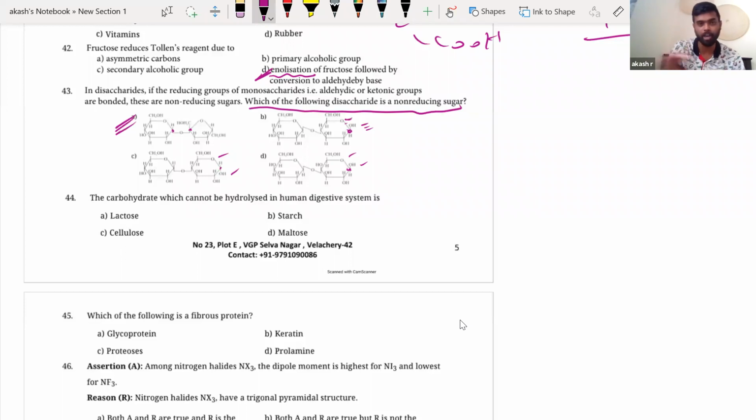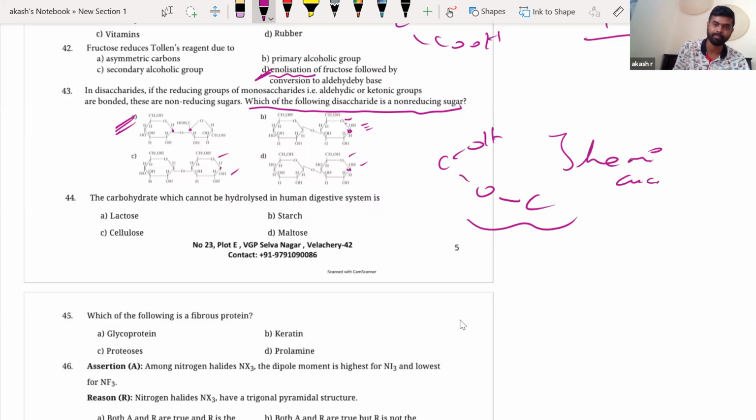I hope everybody gets this. How am I doing this? All you have to look for is one carbon having OH and O-something, something like another carbon. That's what I'm looking for. This is a hemiacetal. Right? Okay. Moving on. Quick.